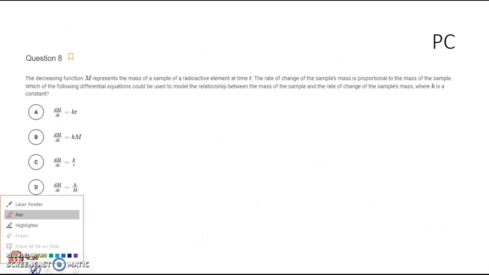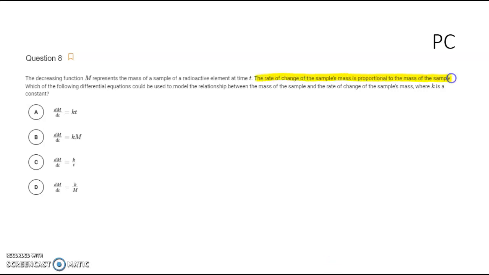All right, next one. A lot of you got this wrong, and I think because you just looked at the answers instead of actually reading the problem. The rate of change of the mass is proportional to the mass of the sample. M represents the mass. So a lot of you picked B, but a lot of you picked A, but the answer is B.